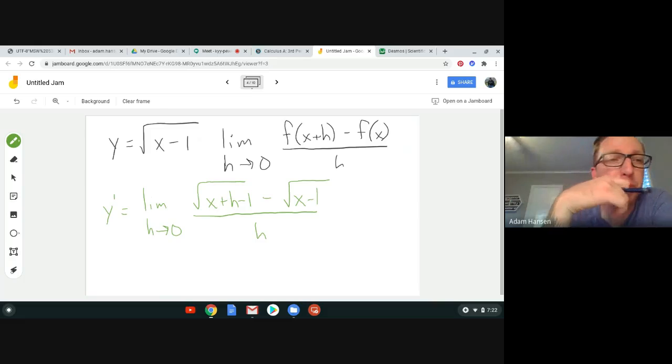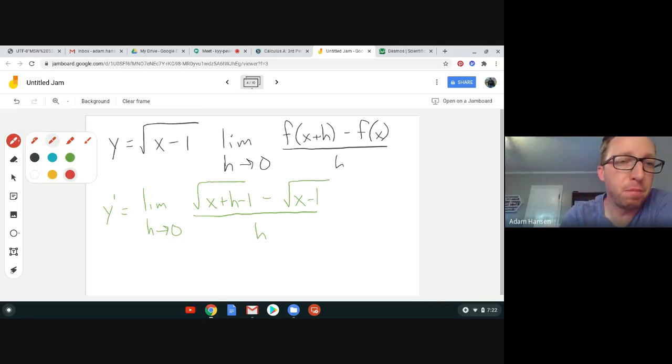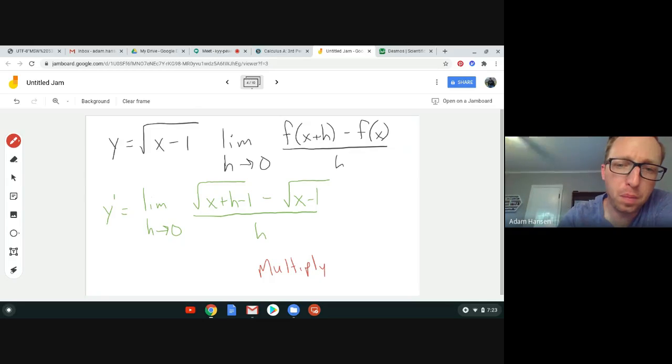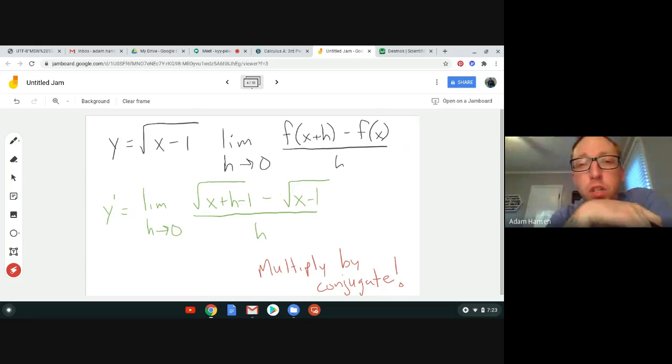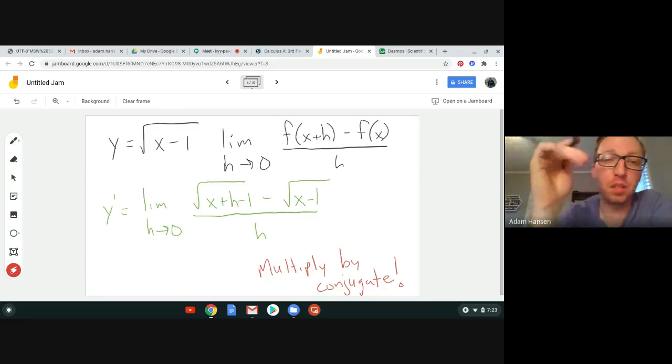Now the trick here is to multiply by the conjugate. And we'll do that here on the next page because it's going to require a little bit more room. The conjugate is we're going to multiply the top and the bottom and only change the sign of what's in the middle. So rather than minus root x minus 1, we multiply by the square root of x plus h minus 1 plus the square root of x minus 1.